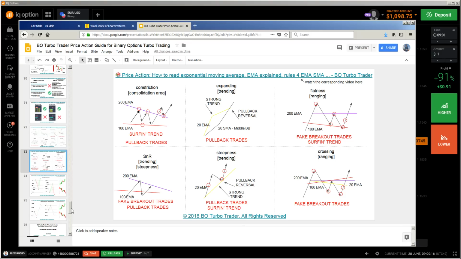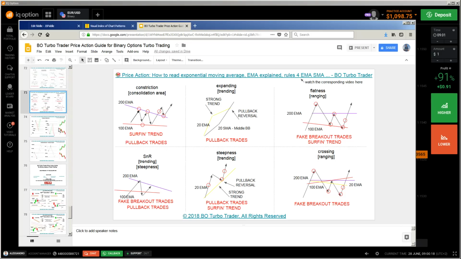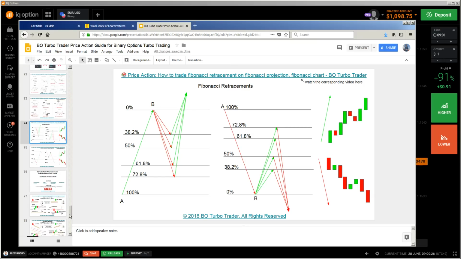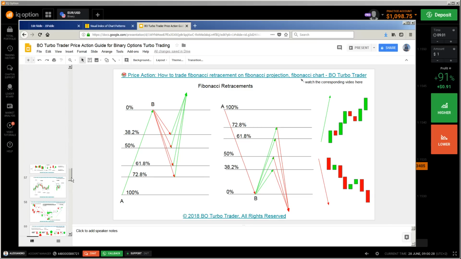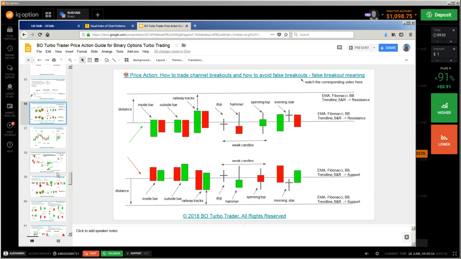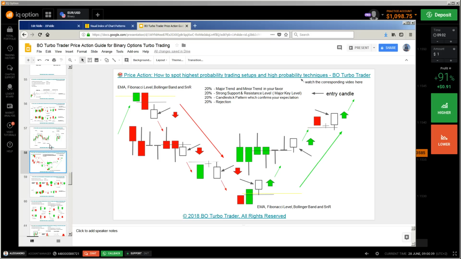So okay, watch all these concepts, also the one about the Fibonacci levels, Fibonacci extension, Fibonacci retracement, all those concepts are important. Get these concepts, watch them, try to apply them to your trading, get the understanding about the fake breakout, for example, how you trade continuation trades, and so on.